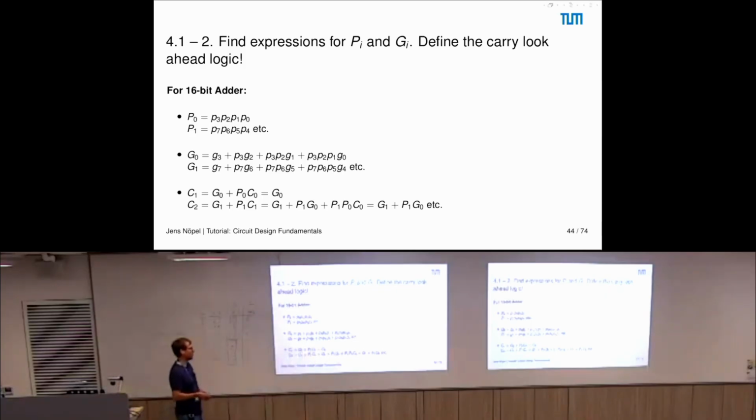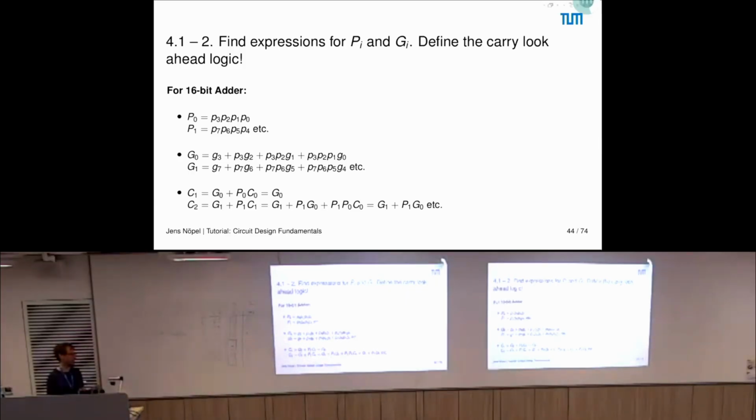And now what happens to C2? So C2 is then G1 or P1 and C1. And if I just plug this formula into C1, then I come to this result here. There's again the C0. Because C0 is 0, this part can just be neglected. And that's it. We do the same thing for C3 and C4.